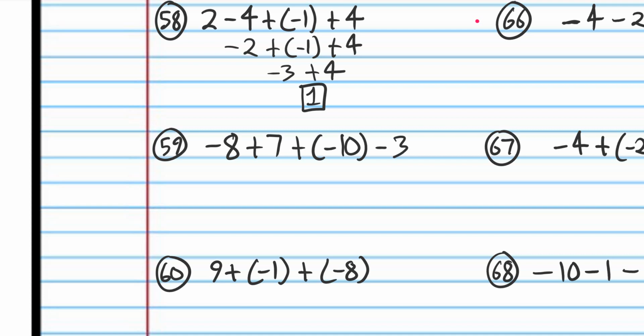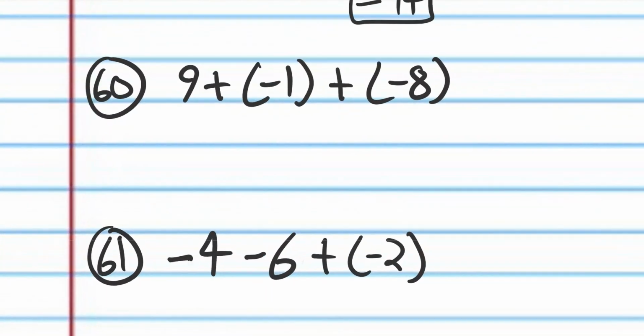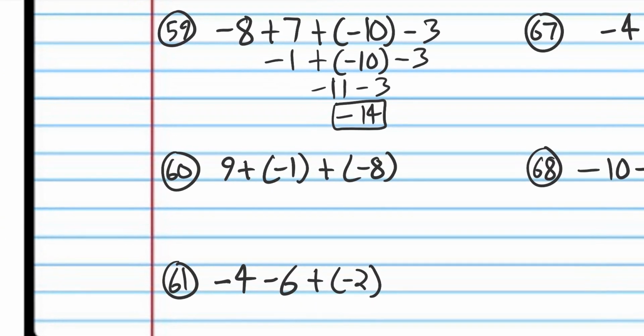All right, we're back. Negative 8 plus 7 is negative 1. Negative 1 plus negative 10 is negative 11. And negative 11 minus 3 is the same thing as negative 11 plus negative 3, so that would be negative 14. Again, I know this language is very strange, but you're going to have to learn it. Every student has to learn this new language. Go and attempt number 60, and when you come back, we'll do it together.